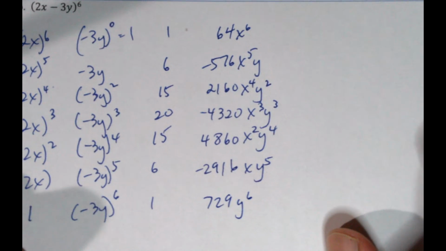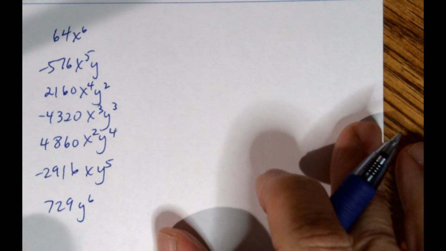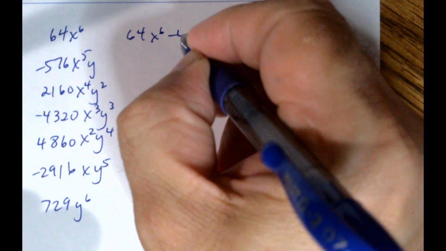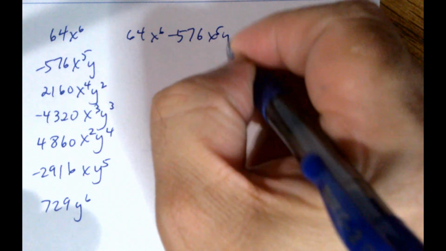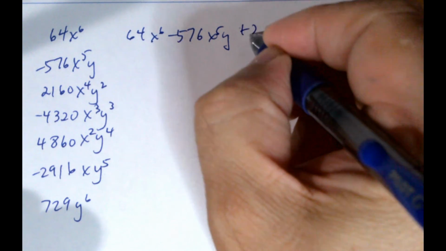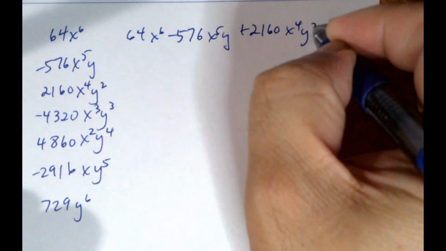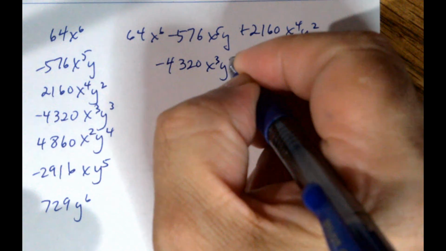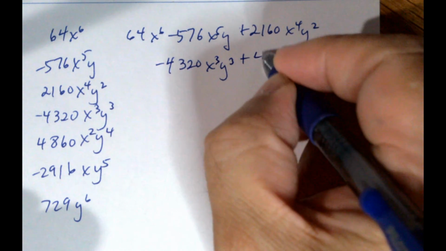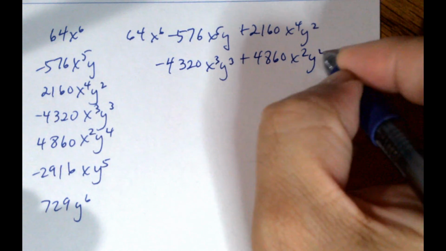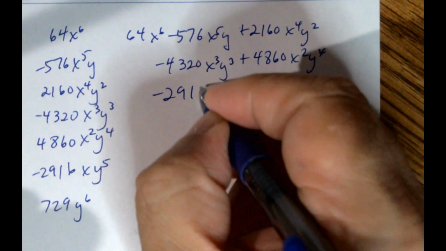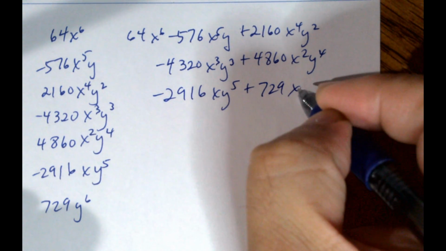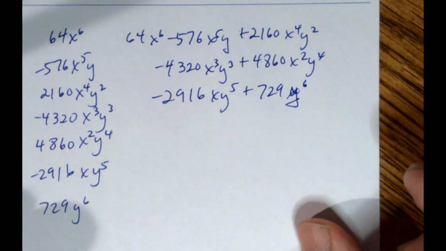All right, that's the vertical form. Now you know the final answer I need is 64x to the 6 minus 576 x to the 5th y plus 2,160 x to the 4th y squared minus 4,320 x cubed y cubed plus 4,860 x squared y to the 4th minus 2,916 x y to the 5th plus 729 y to the 6th. All right, that's it.